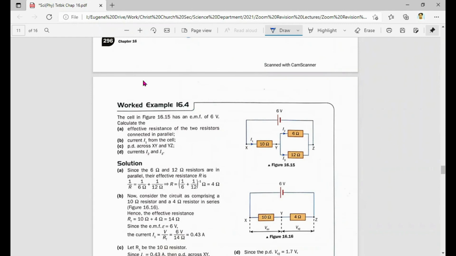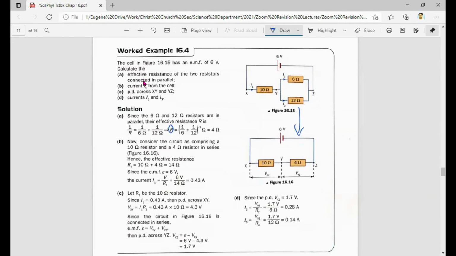The cell in 16.15 has an EMF of 6 volts. Calculate the effective resistance of the two resistors connected in parallel. They only want the two resistors connected in parallel first, so I want these two. What's the total resistance? 1 over R equals 1 over 6 plus 1 over 12. They are using the formula that I showed you. 1 over 6 plus 1 over 12, invert it, it equals 4 ohm. Therefore, this diagram can now be simplified into this. Because this effective resistance is 4 ohm, you can simplify it into this.